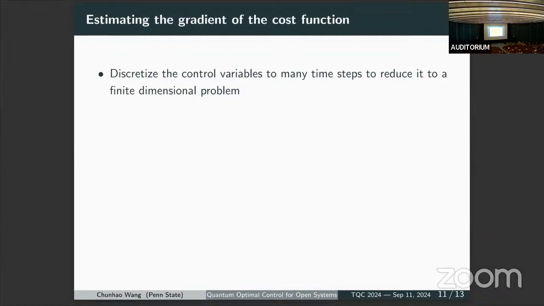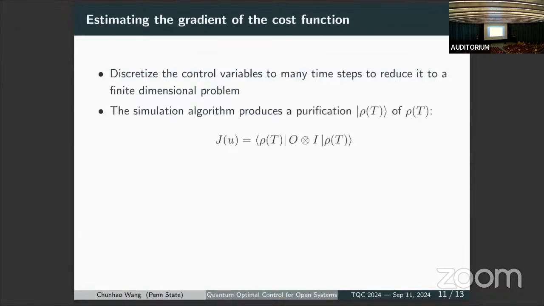So the goal is to determine the cost, the control variable U of T, right? But this is a continuous domain. But we can discretize the time into many time steps, so we can turn the problem into a finite dimensional problem. So we just need to determine the function value at the discretized time steps. Then we can approximate the function U of T. And then by the simulation algorithm, we can obtain the final state rho of T.